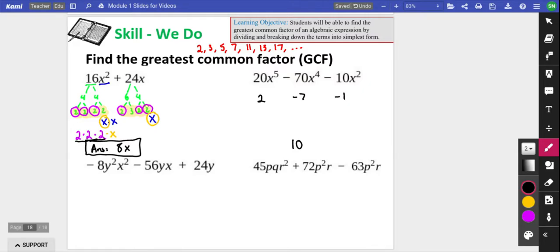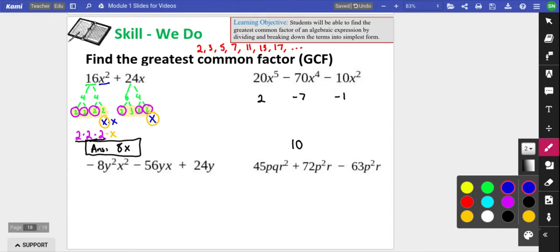And we will be looking at the x's the same way that we did it on problem number 1. X to the 5th means we have 1, 2, 3, 4, 5. X to the 4 means 1, 2, 3, 4. X to the 2 means 1, 2. That's how many we have per term. Now we have to look at what's the biggest number that they have in common.